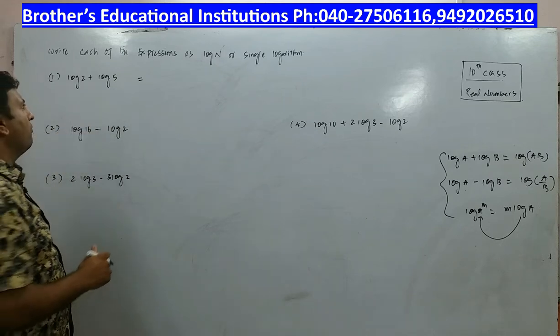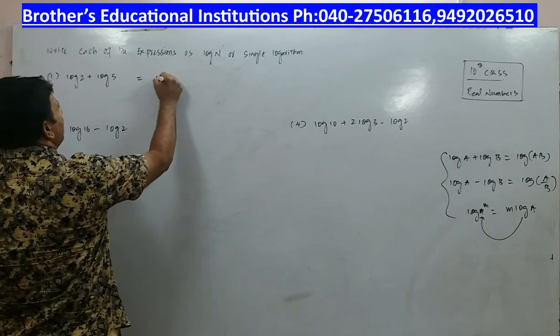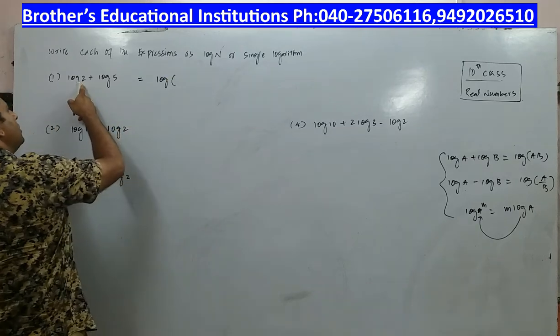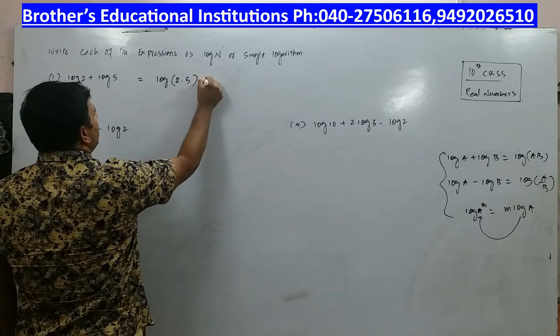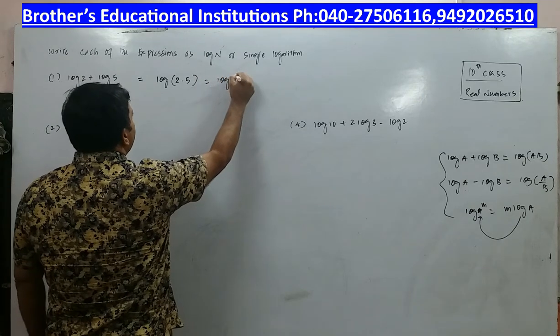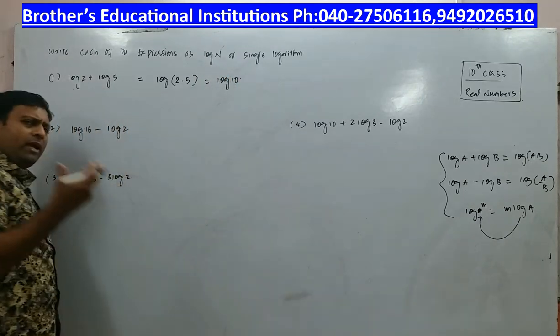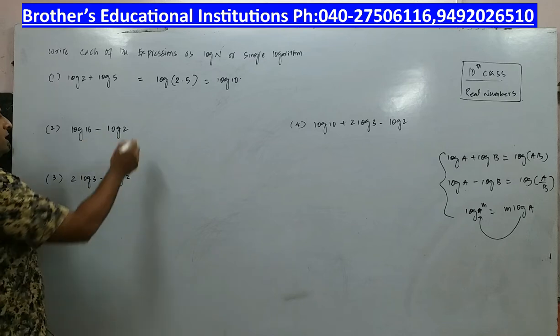Log 2 plus log 5. See, it is log A plus log B, which is log of A into B, that is log of 2 into 5, it is log 10, and if I want to write the log 10 value, I can write it as 1. Anyhow, that is not the issue.